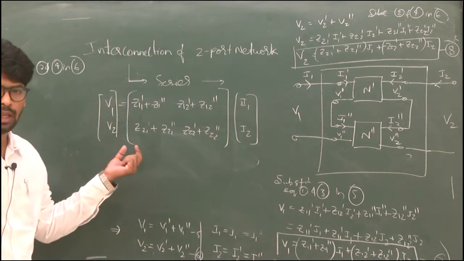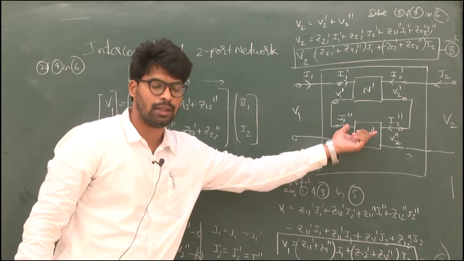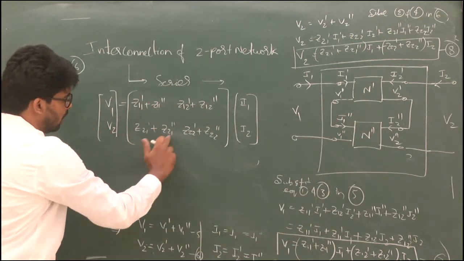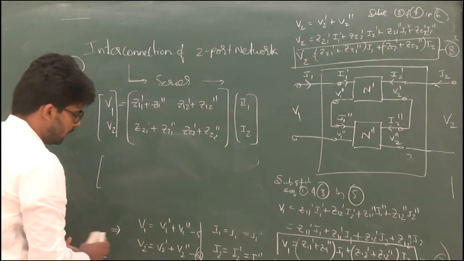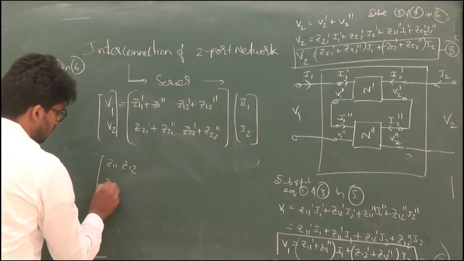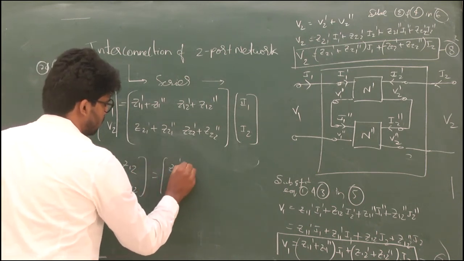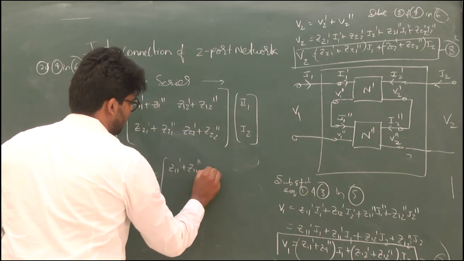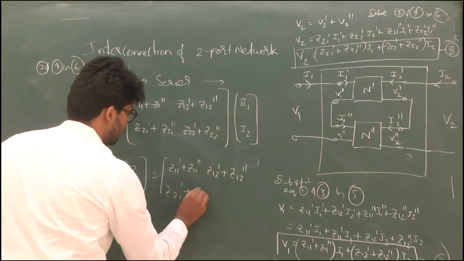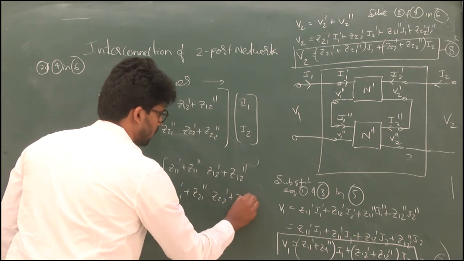As I said before, for the overall Z parameter, when two networks are connected in series, we add the individual Z parameters. We have the individual Z parameters of the two networks. Therefore, the overall Z parameter matrix Z11, Z12, Z21, Z22 equals Z11 dash plus Z11 double dash, Z12 dash plus Z12 double dash, Z21 dash plus Z21 double dash, and Z22 dash plus Z22 double dash.